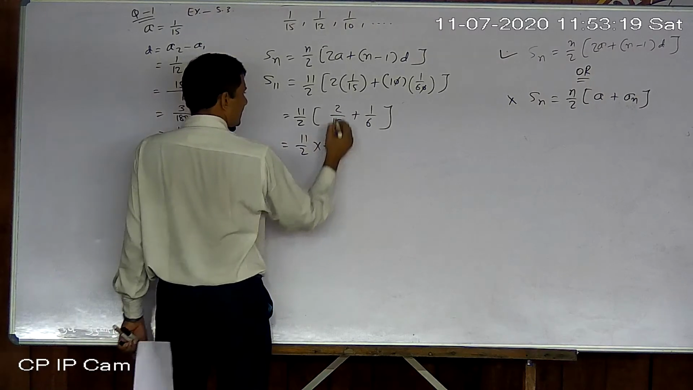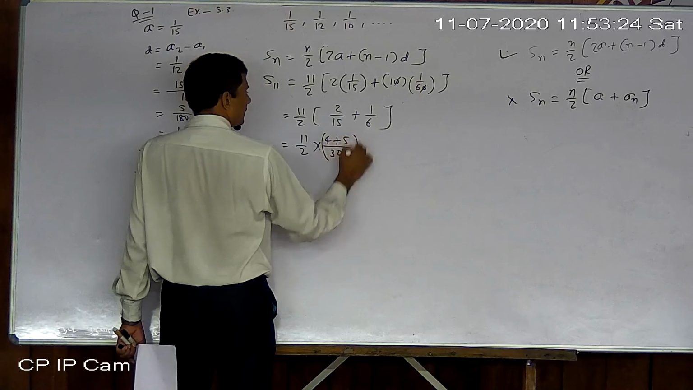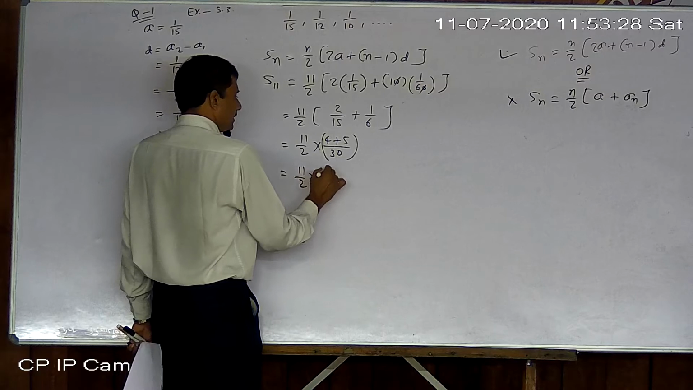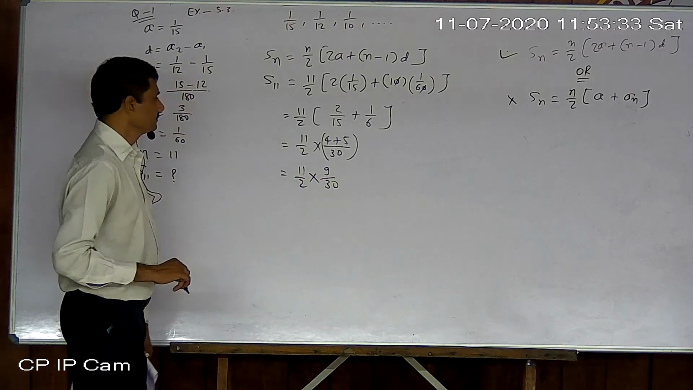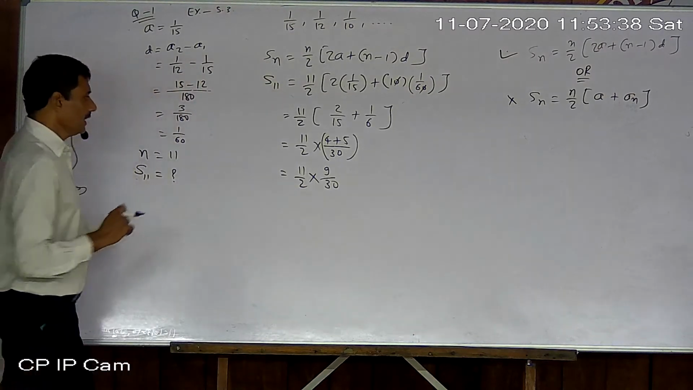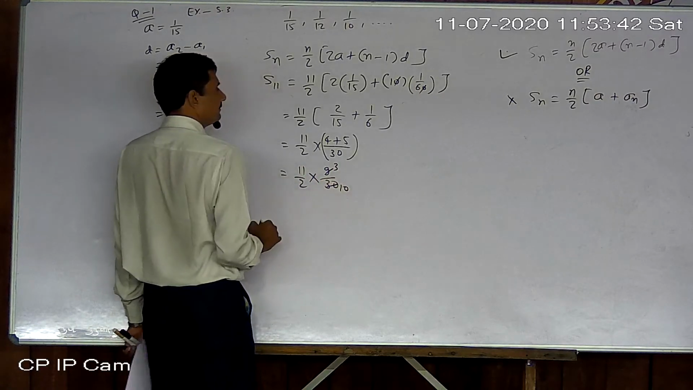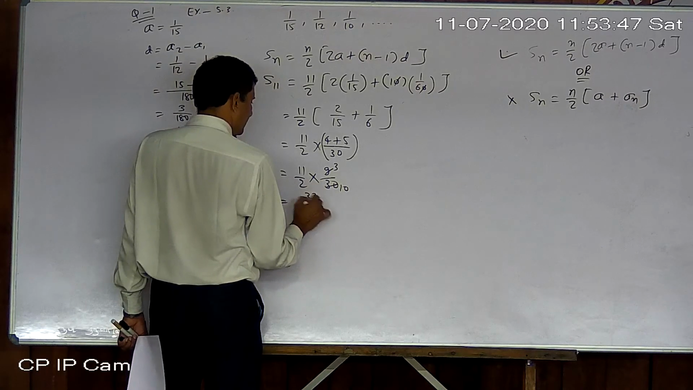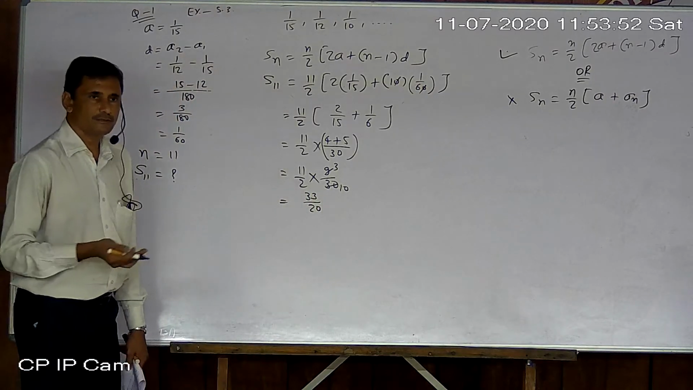So now 15 to the 30, so here is 2 to the 4. Now 6 5s are 30, so here 1 5 is 5. So it becomes 11 by 2 into 9 upon 30. Now 3 and 10. So it becomes 33 upon 20. So the sum will be 33 upon 20. That is our final answer.